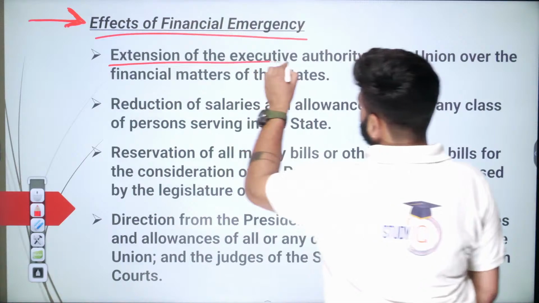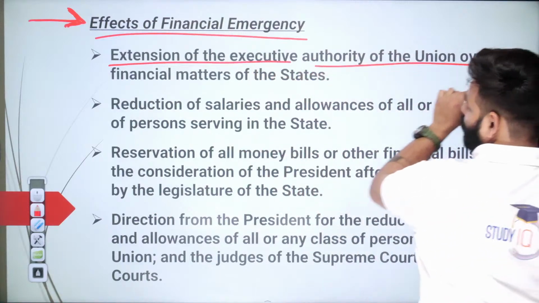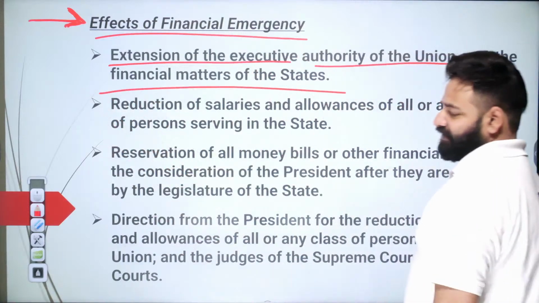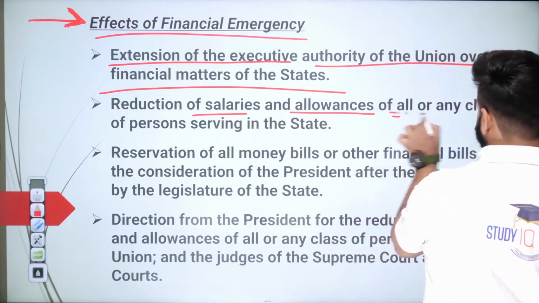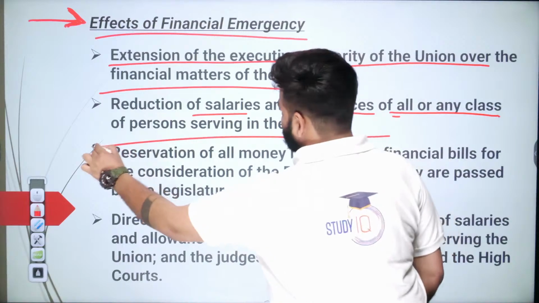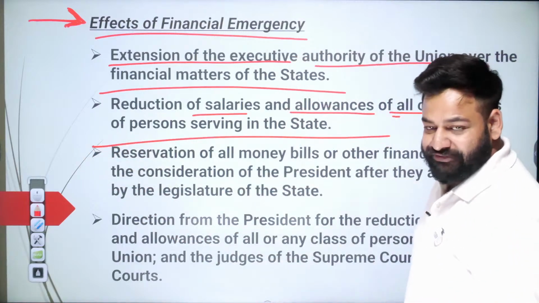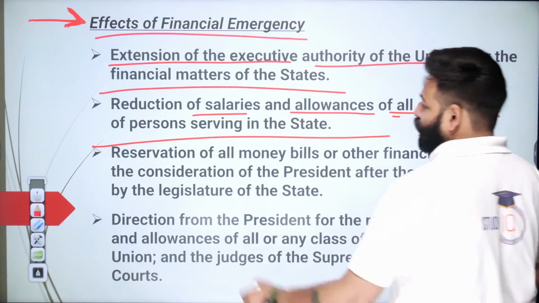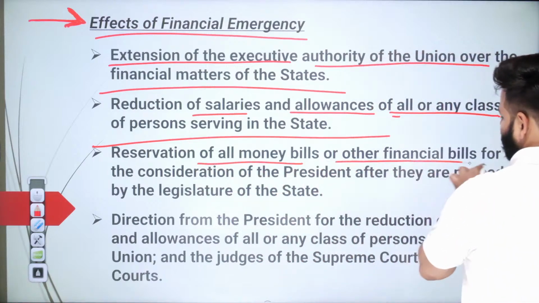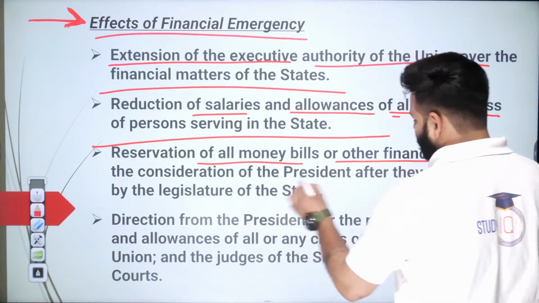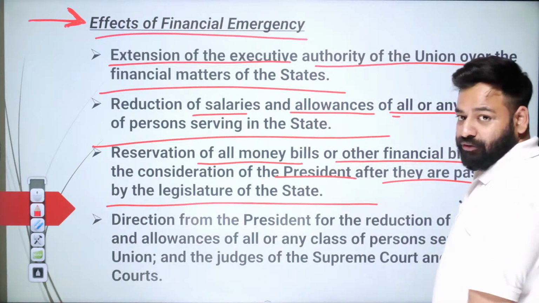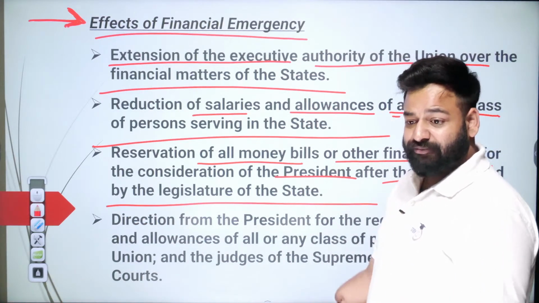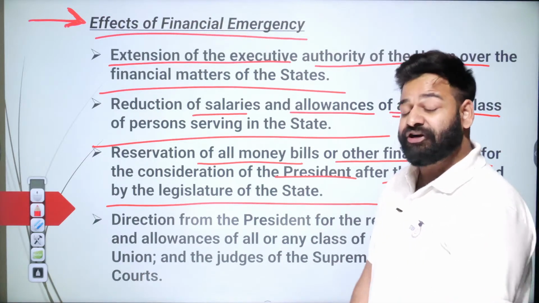First, extension of the executive authority of the union over the financial matters of the state. Second, reduction of salaries and allowances of all or any classes of government servants. Third, reservation of all money bills or other financial bills for the consideration of the president after they are passed by the legislature of the state. Okay, so will all the budgets of the state assemblies be passed by the governor? No, by the president only.